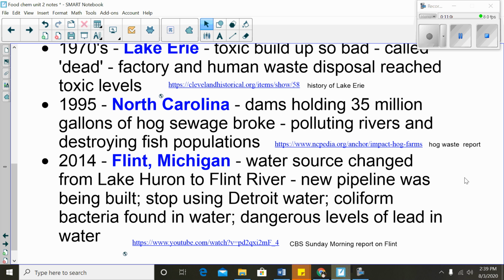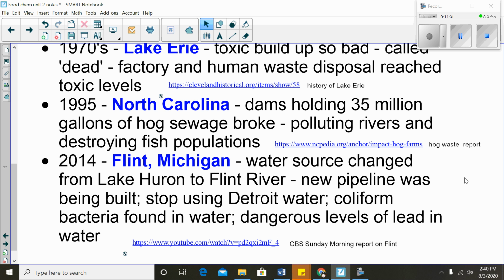And then 2014, this is not that long ago, Flint, Michigan. Just FYI, they're still dealing with this, and this is 2020, right? In Flint, Michigan, the water source was changed from Lake Huron to the Flint River. A new pipeline was being built. They stopped using Detroit water, but in the process of this switch, coliform bacteria was found in the water, but the bigger story was the dangerous levels of lead in the water. So this has been a huge issue.